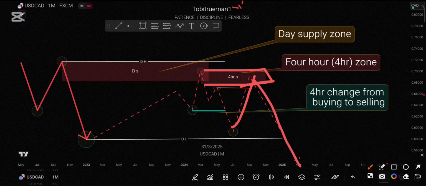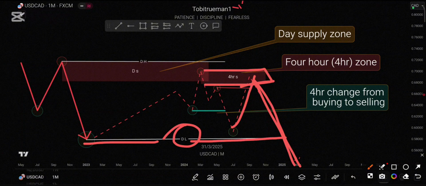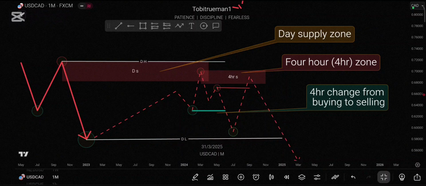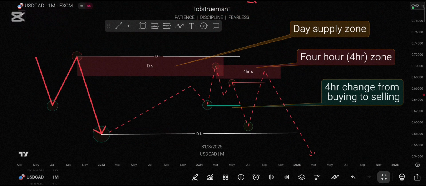I hope you understand. And then our target is going to be on this daily low point, because once the price gets there, that is where we are going to be selling the market, and that's going to be our target. I hope you understand this.